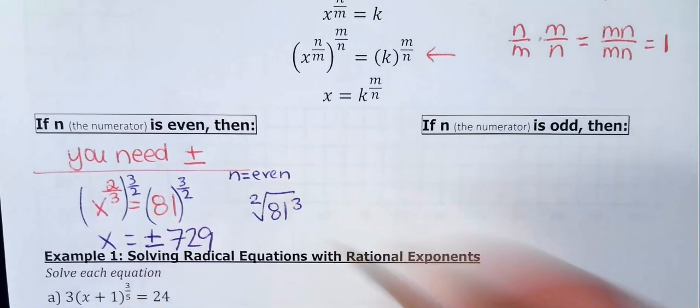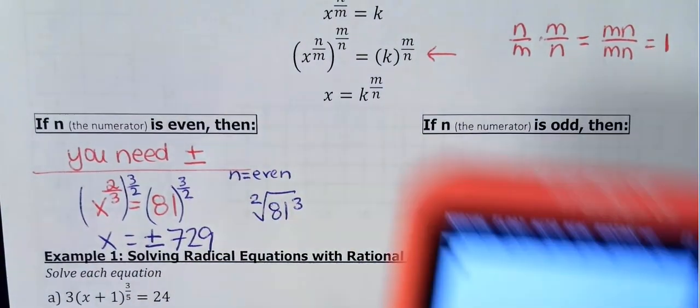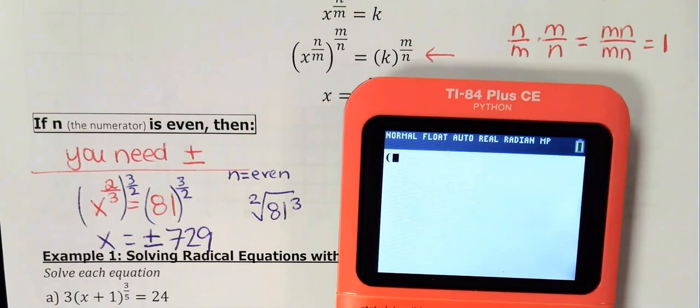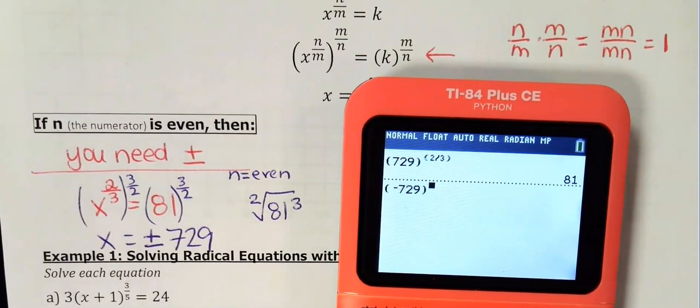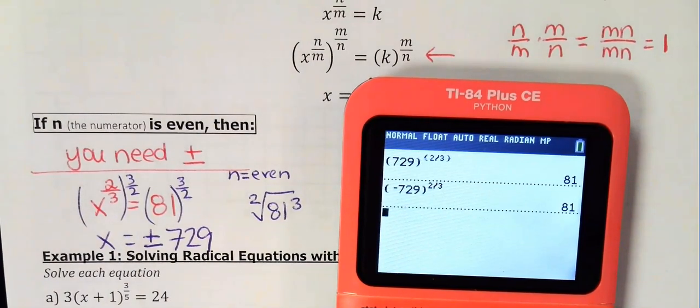And I'll just show you real quick, in the original problem, if you want to check this, I just made this up, of course. If I do 729 to the 2/3 power, that was the original problem, that's 81. But also, if I do negative 729 to the 2/3 power, that is also 81, because if you take the cube root of that negative 729, then you square it, it actually does make it positive. So there's 2 answers to that question.